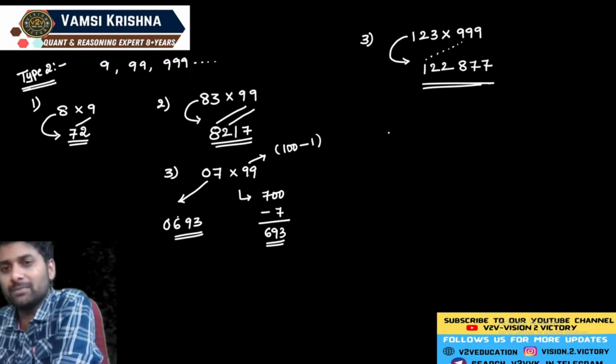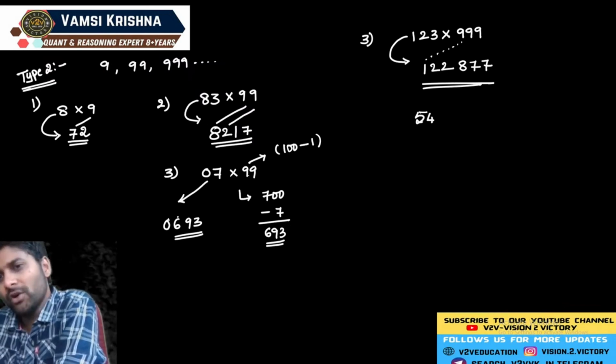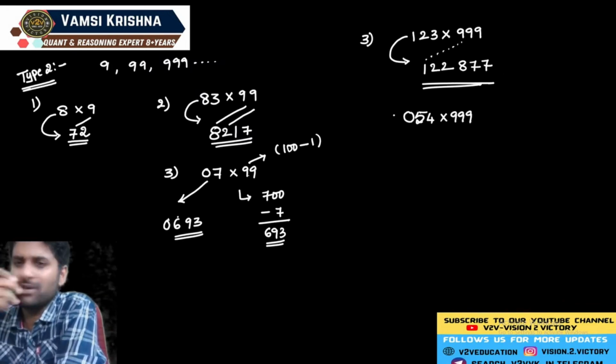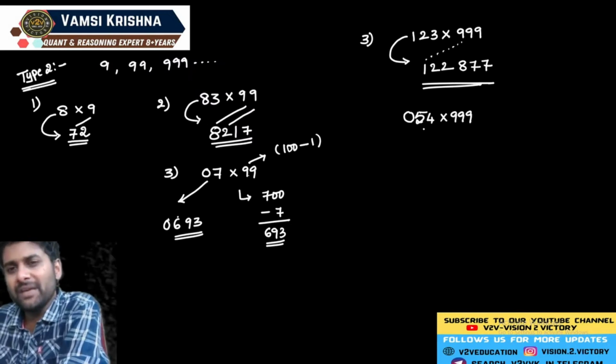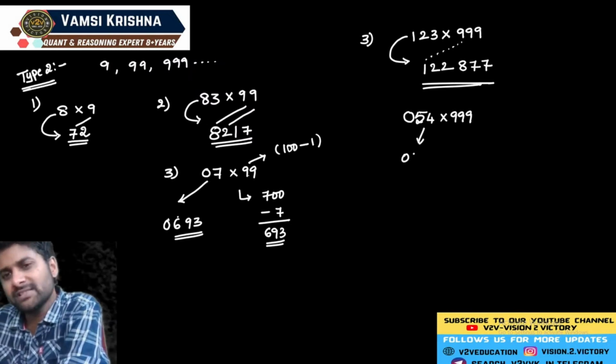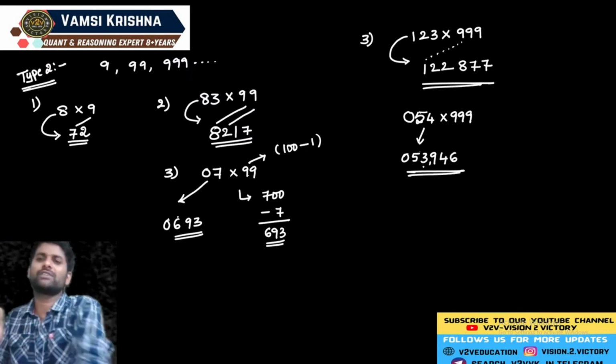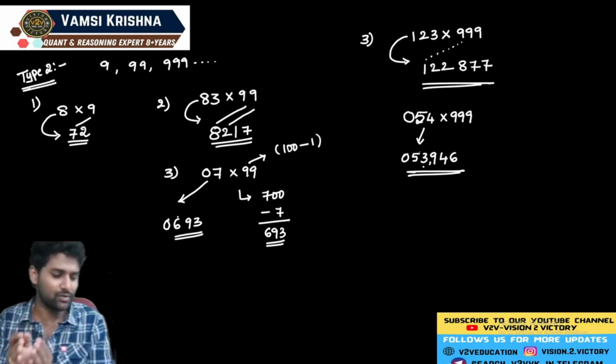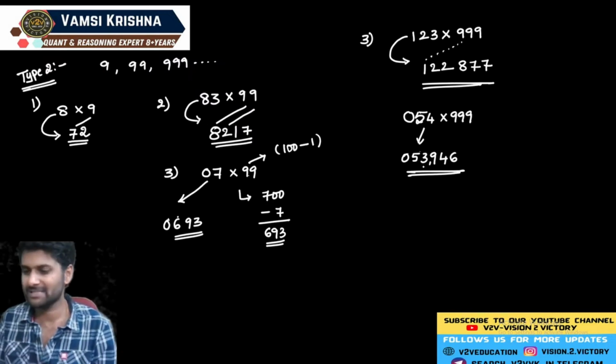See, if any two-digit number, let me take 54, is multiplied by 999. Now take it as previous: add a 0 in the first position, so it is 054, and the previous value is 053. Now 0 becomes 9, we need 9. 5 becomes 9, we need 4. 3 becomes 9, we need 6. So here the resultant is 53,946. Hope it's clear.